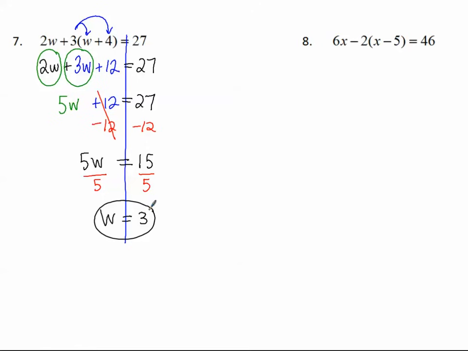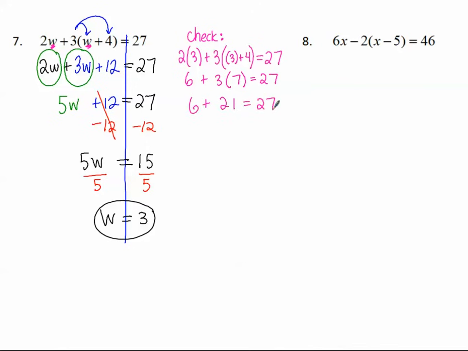Let's check our solution to make sure we are correct. Take our 3, put it in for the w in the equation. So here's our check. 2 times 3, because w is 3, plus 3 times the quantity, here's w, that's 3, plus 4 equals 27. 2 times 3 is 6, plus, do the parentheses first when I'm evaluating, 3 plus 4 is 7. 6 plus 21 equals 27. 6 plus 21 does equal 27. We're correct. Again, pause the video, try number 8, come back and check your work.